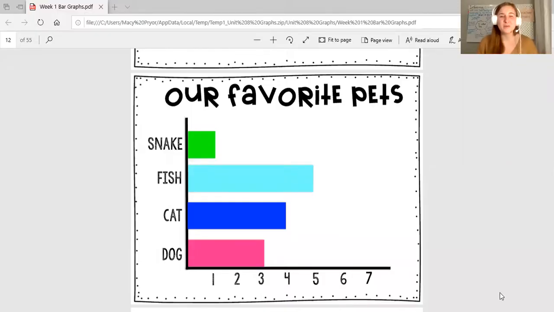For math today, we're going to be learning about graphs. We're going to take a look at a bar graph. This is a bar graph. Bar graphs have several important components.